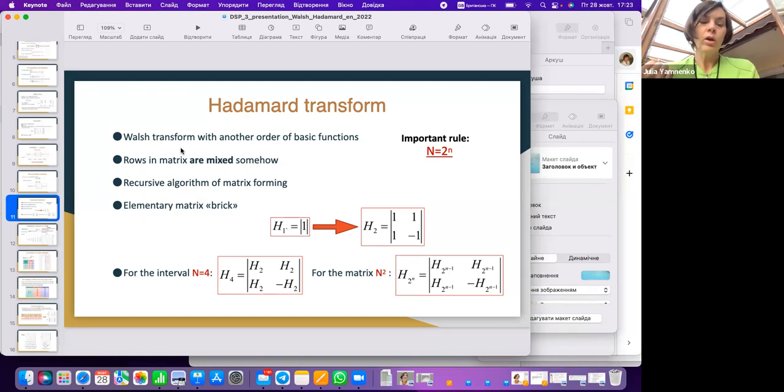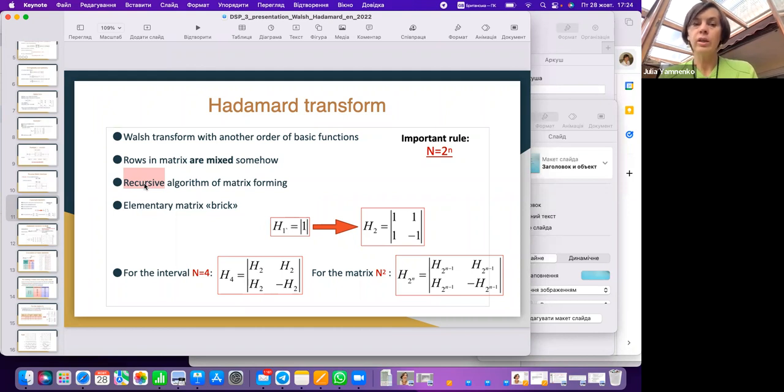I will explain this another order too, because it is not just an arbitrary order, there is a very strongly understandable algorithm of this mixing. So rows of the matrix are mixed somehow, we don't know yet how, but I will explain. And only for this method, for Hadamard transform, there is a recursive algorithm of matrix forming. What does it mean, recursive? How to understand this?